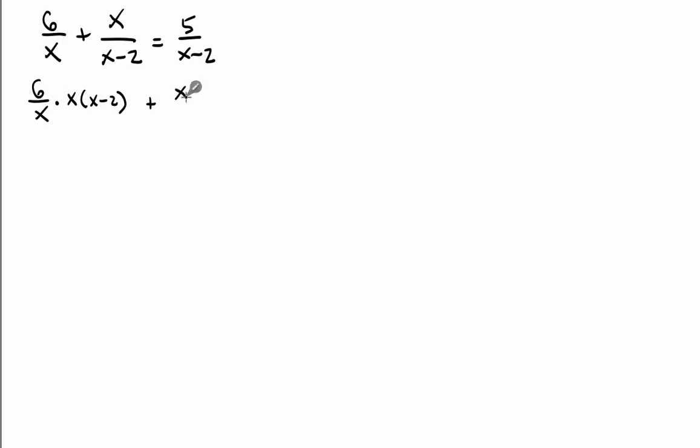So the second term, x over x minus 2, will also be multiplied by x minus 2. And the right-hand side, the fraction 5 over x minus 2, will also be multiplied by x minus 2. Now the purpose for this will become clear in a moment. You can see that there will be a lot of cancellation: x with x, x minus 2 with x minus 2, and x minus 2 with x minus 2.